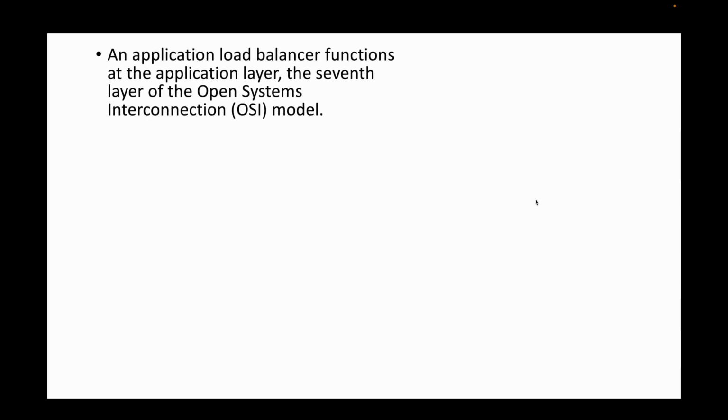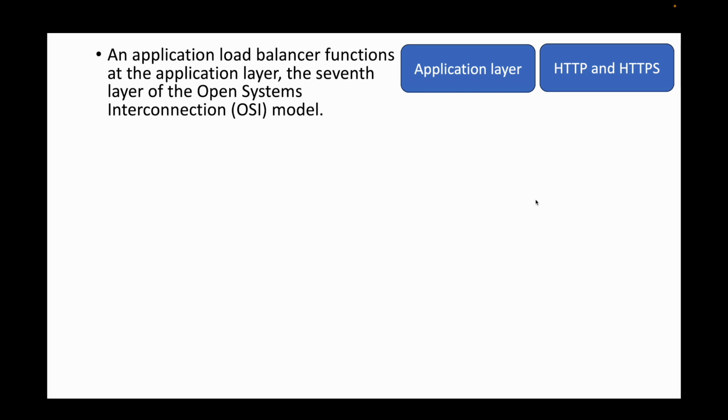So your application load balancer functions at the application layer, which is the seventh layer of the OSI model, the Open Systems Interconnection model. The OSI has seven layers, and your application load balancer works at the application layer. And this application load balancer mainly supports HTTP and HTTPS traffic. So if you want to implement HTTP and HTTPS traffic, that's where you'll be making use of these application load balancers.